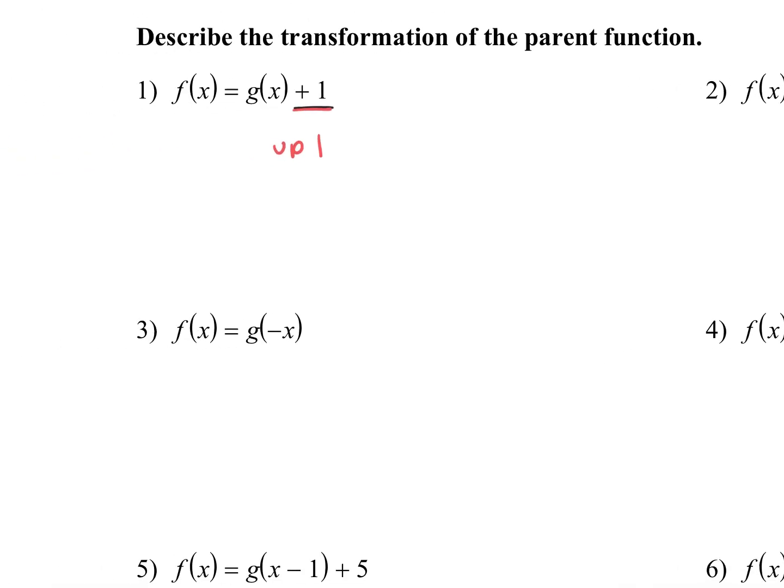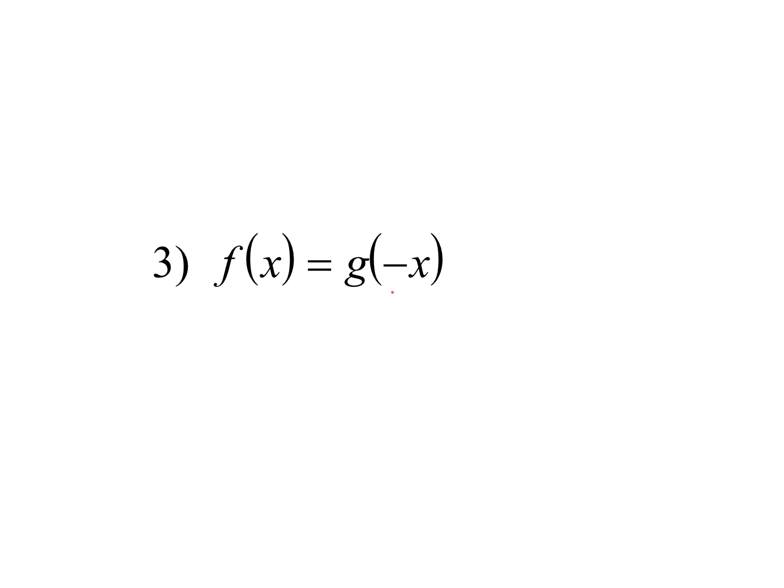All right, number 3. What about a negative on the inside? A reflection. So when you multiply by a negative, it's a reflection. And then is it the x or the y? The y-axis. Because y is inside the parentheses, x would be outside.